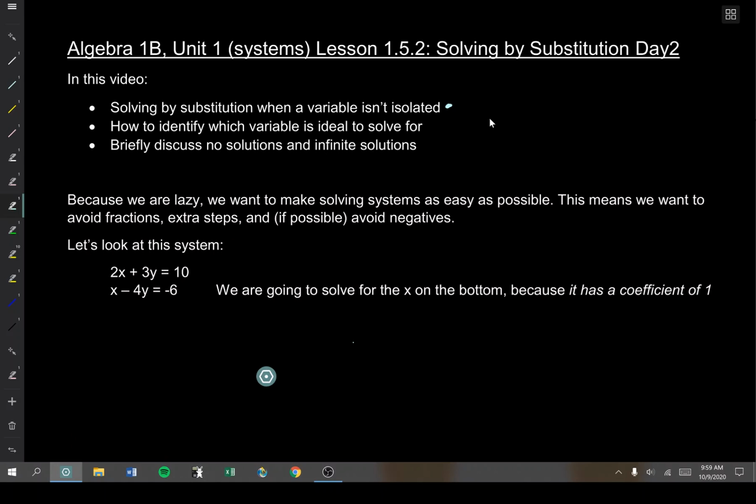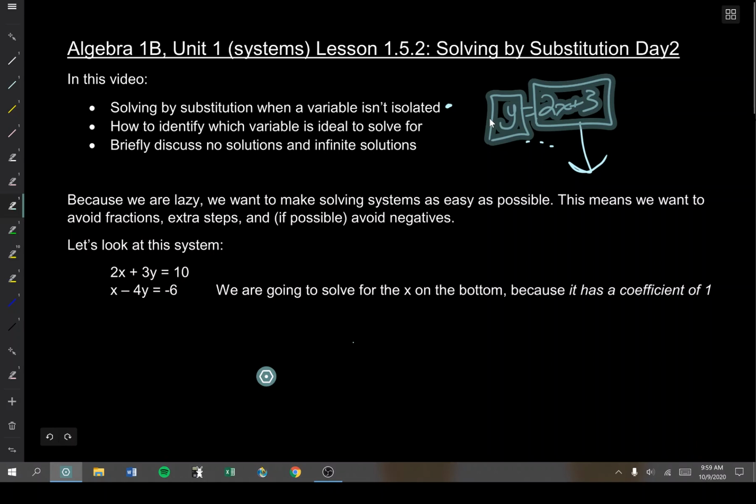Like so far we've been doing things like y equals 2x plus 3, and then blah blah blah. And because the y is already isolated all by itself on one side of the equation, it was pretty simple to just take what it was equal to and plug it into whatever the other equation was. Well, that's not going to be the case today. It's frequently not the case where you have an easy variable that's just already solved for.